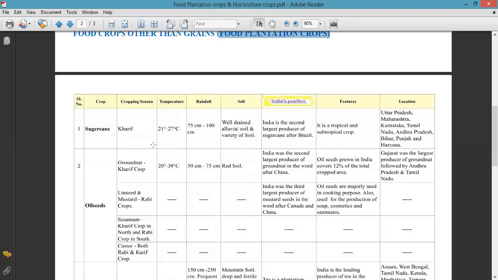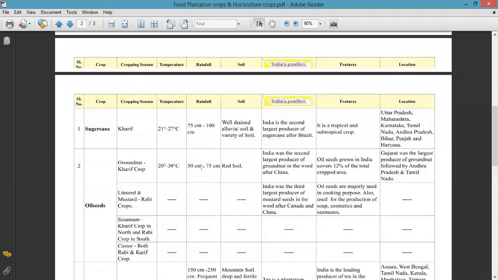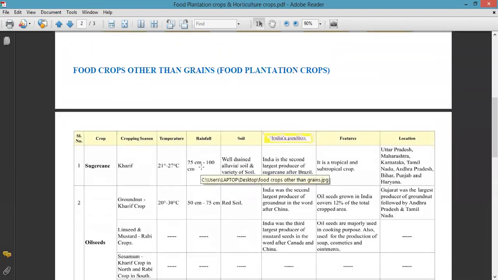Okay. Temperature. The suitable temperature for the growth of sugarcane is 21 to 27 degrees Celsius. So a moderate temperature. It doesn't want high temperature. Regarding rainfall, moderate rainfall, 75 centimeter to 100 centimeter. Definitely you have to keep all this data in mind. If you study twice, you will come to know. You should compare the temperature and rainfall of all the crops.